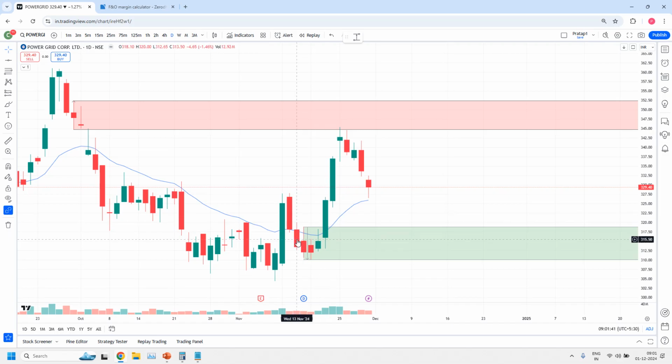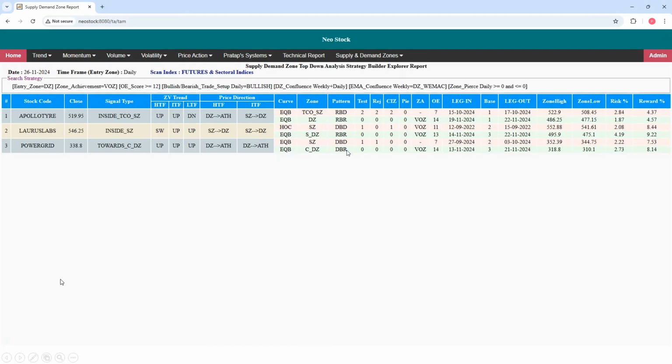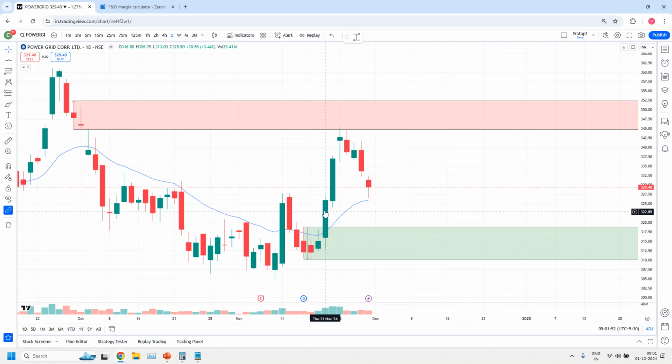When was this candle? 13th November. Check. POWERGRID, 13th November 2024, 3 base candles. After that, the 21st November leg out candle. Prices reached this drop base drop. This is the drop at the hidden body. The moment you add the hidden body, this is a drop candle. That way our software identified this target zone.